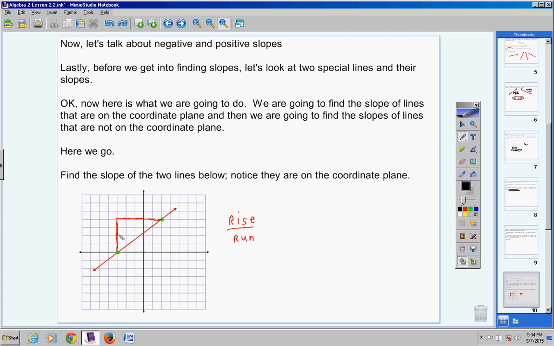Now watch this. I want to know the rise. Now rise means the up and down, so I'm going to count from here up to here. In other words, I want to know the length of this side of the triangle. Here's my triangle right here. I want to know the length of the height of the triangle.